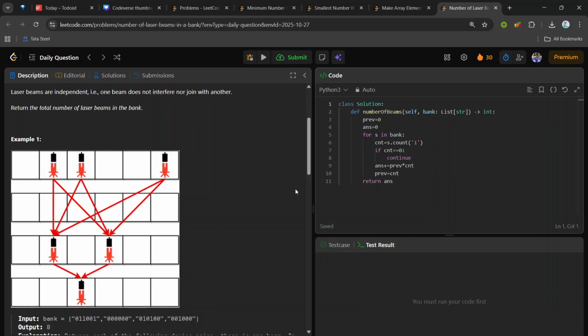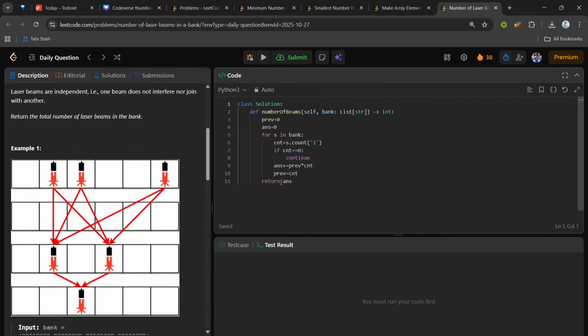So now let us see the solution. Solution is presented in Python. So number of beams, suppose we are given a bank which is a string array. In prev we are storing the number of anti-theft security devices that are in the previous row, meaning the previous row in which there is at least one anti-theft device. In the beginning answer is 0 and previous is 0.